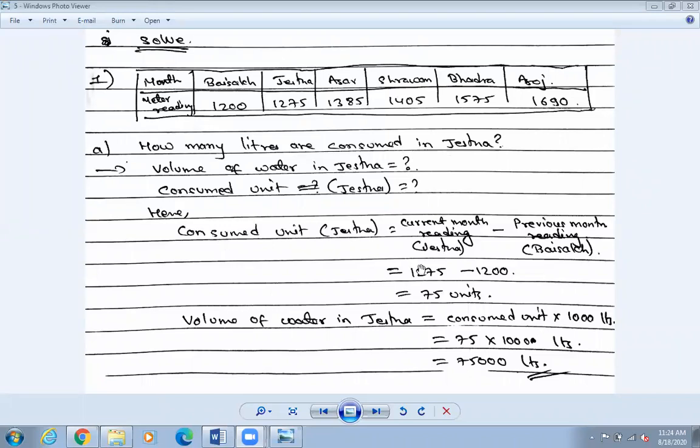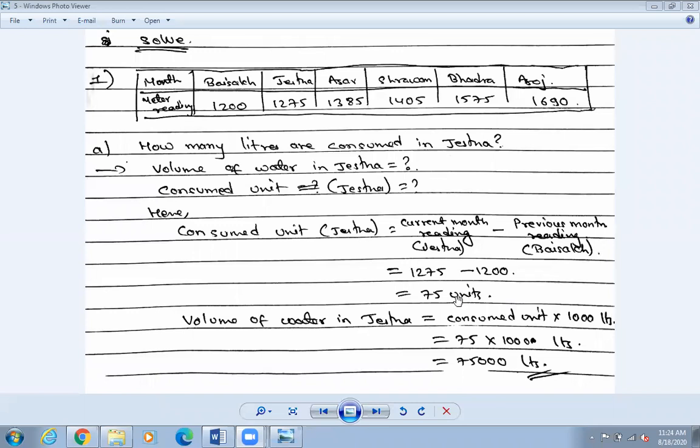Okay, so the current month reading is 1275. 1275 minus the previous month reading. The previous month reading is 1200. So 1275 minus 1200, you are going to get 75 units. Okay, 75 units will be the consume unit. How many units were used? 75 units. Okay, now how can you find out the volume? 75 units means a 1000 liter tank was filled 75 times. So how much liter have you used then? That means 75 into 1000.